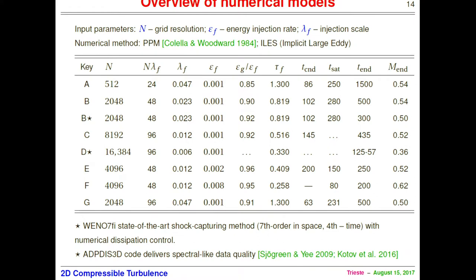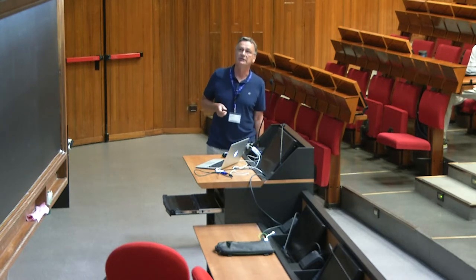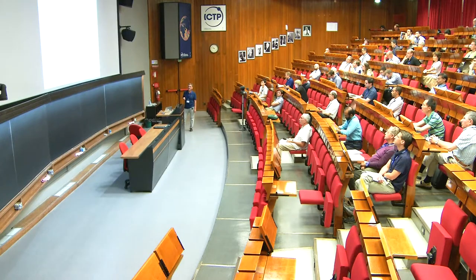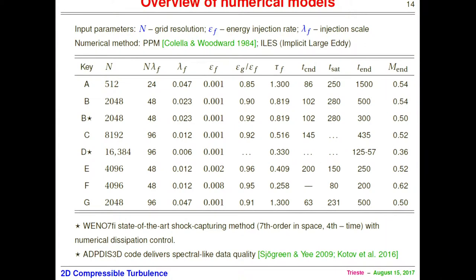So there is a number of cases computed at different resolutions. What you want to see here is that the grid resolutions go up to 16,000 squared. We basically vary the energy injection scale and the energy injection rate, and we keep the box size always unity, right? In the series of A, B, C, D models, the extent of the direct enstrophy cascade and the extent of the inverse energy cascade double when we transit from A to B to C to D.